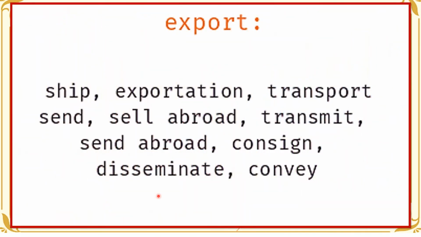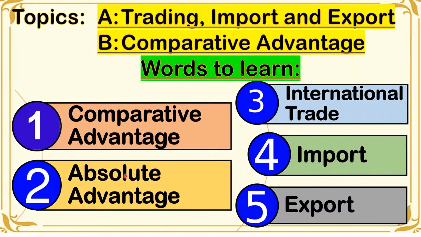The last word is export. So export means ship, exportation, transport, send, sell abroad, transmit, send abroad, consign, disseminate, and convey. So it is the exact opposite of import. So when you say export, it is the selling of goods and services to other countries. So these are the five words that can help us better understand our topic for today. Let's read them again one by one. Comparative, absolute advantage, international trade, import, and export.